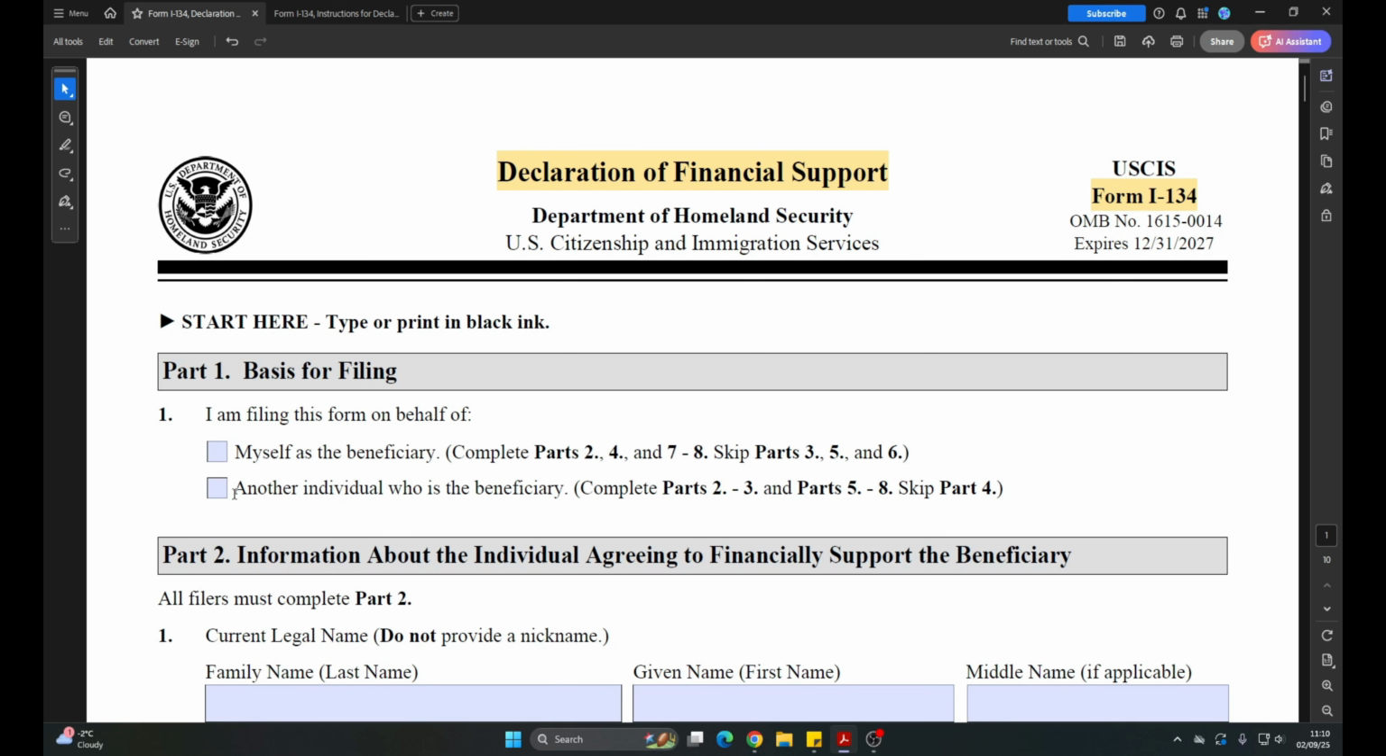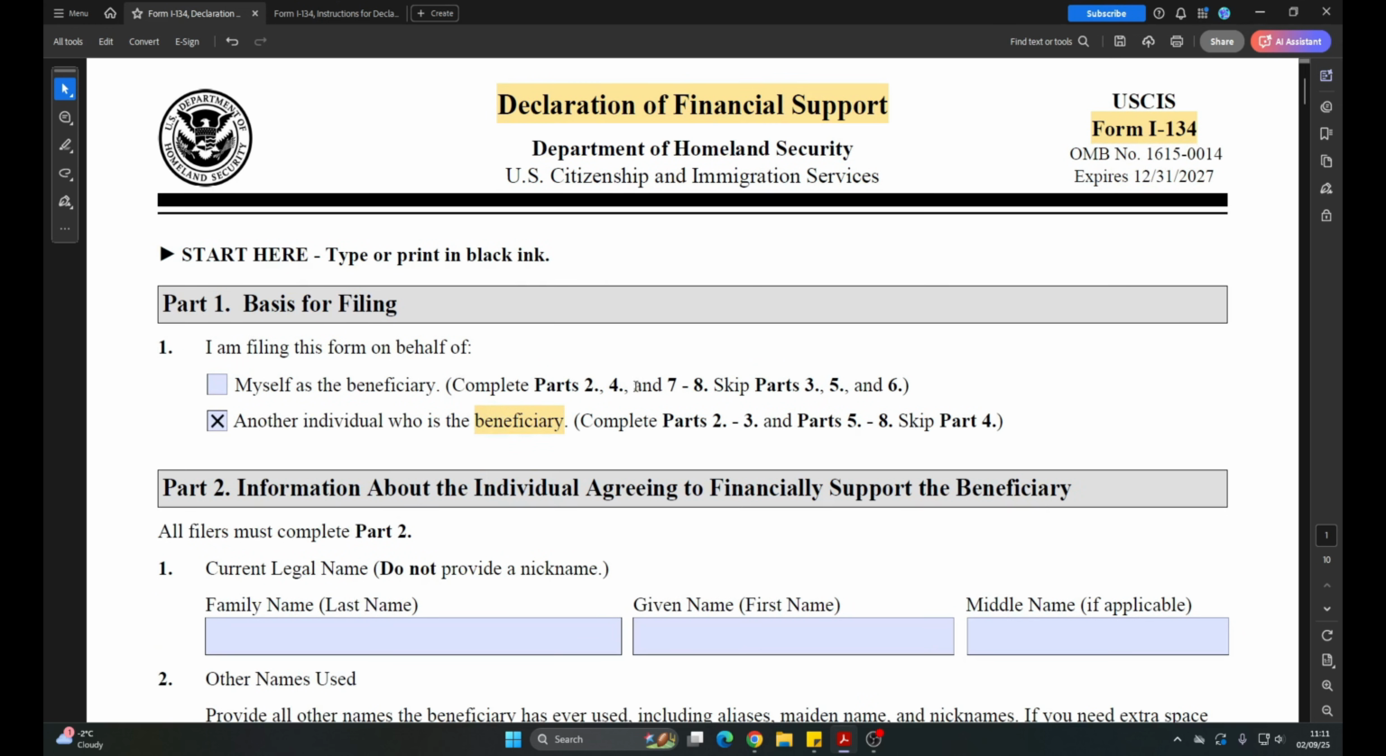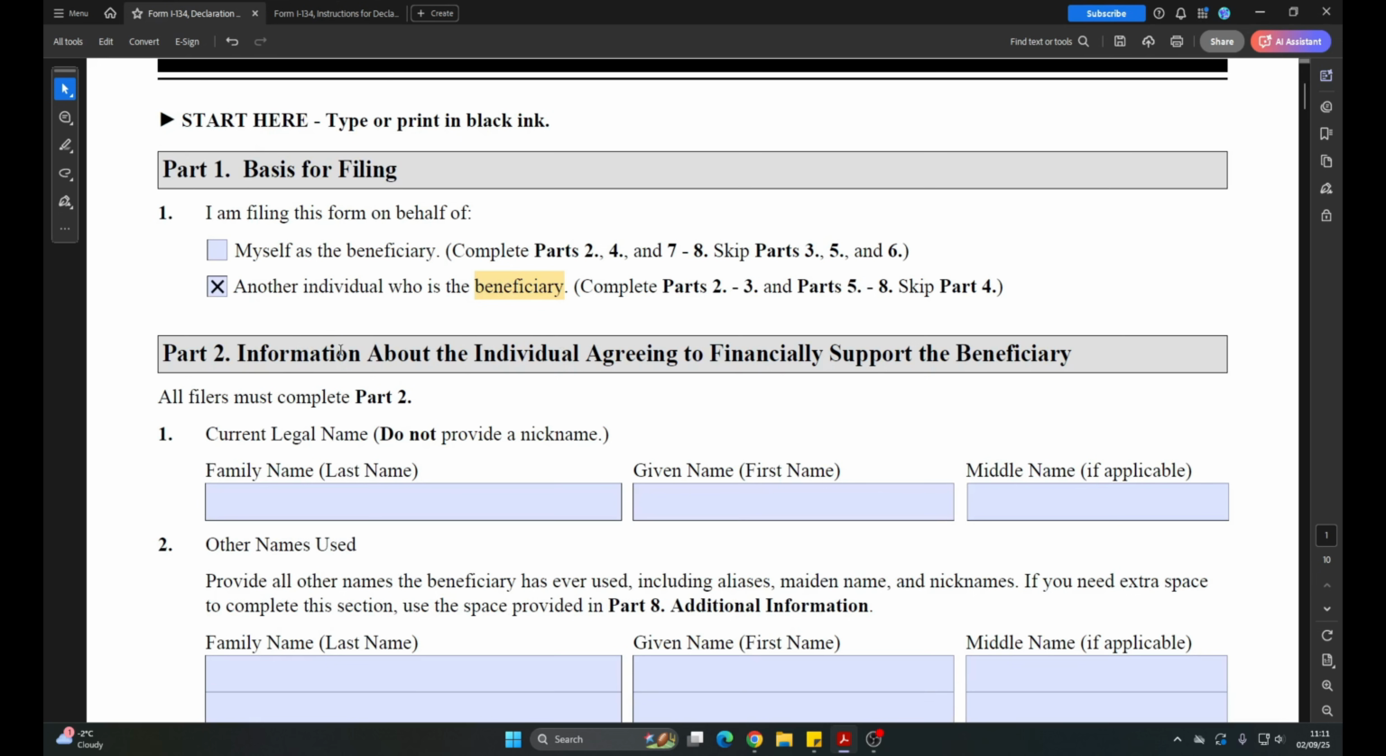But if you are a petitioner for a form, for example, I-129F, your fiancé may be asked to bring this form to their visa interview filled out by you as their petitioner. So we'll just assume that we're filling out this form on behalf of your beneficiary. If you are filling out this form for yourself, it will tell you which parts to complete. And if you're filling out this form for somebody else, then it also tells you respective parts to complete. So let's continue to part 2 of the form.